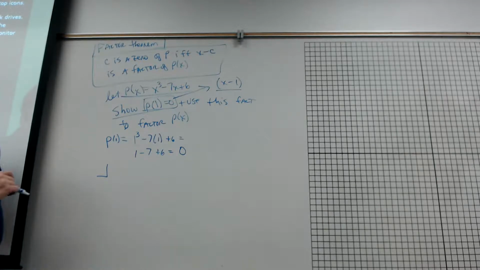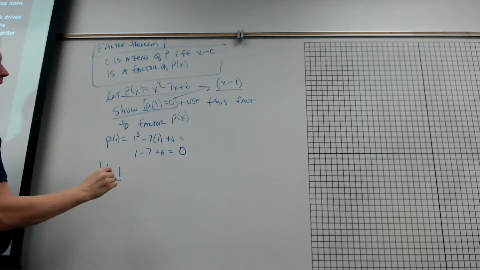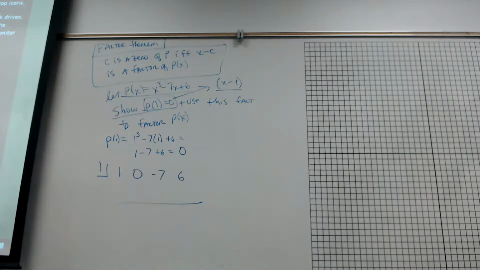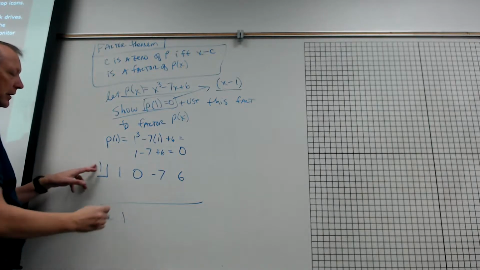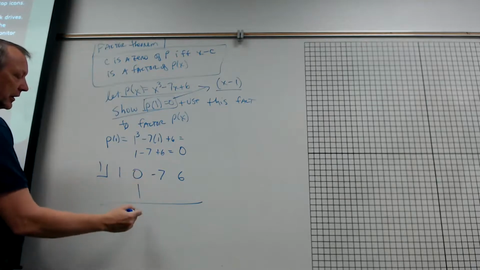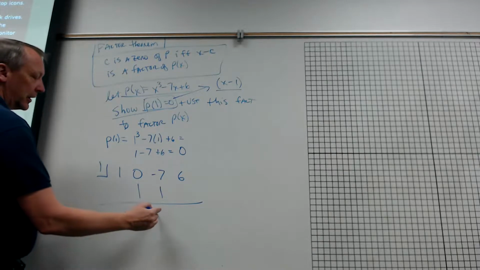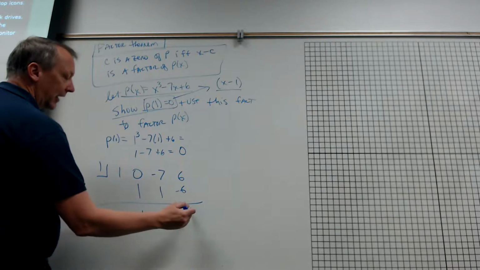1, and my coefficients are? 1, negative 7. 1. What? You swore to me you weren't going to forget the 0. It'll mess up your whole problem. Now, we're going to add down. 1 and 0 is 1. 1 times 1, 1. 0 and 1, 1. 1 times 1, 1. Negative 7 plus 1, negative 6. Negative 6 times 1, negative 6. And I got a finally 0. So I got a remainder of 0.